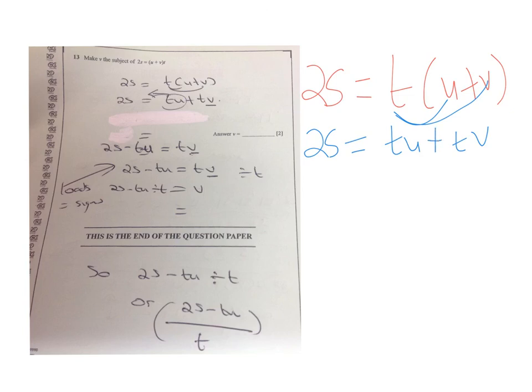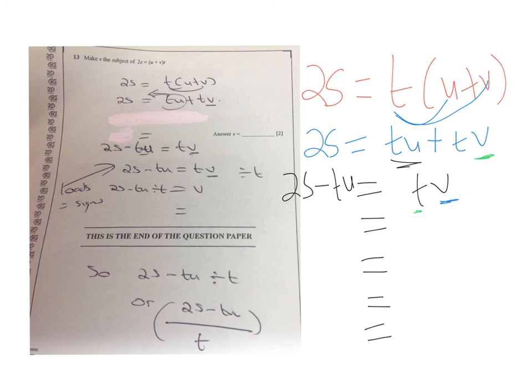Now what are we looking to find? We're looking to find v. We're looking to find that v. Okay, so as we were doing equations, the first thing I always say is to do a rake of equal signs, because equal signs keep the balance. So we want to bring this over first. So you've got 2s minus tu equals tv. Now I want to get v by itself, so I need to get rid of that t. So that t is multiplied here, which means it's going to be dividing. So I now do 2s minus tu divided by t, which gives me v.